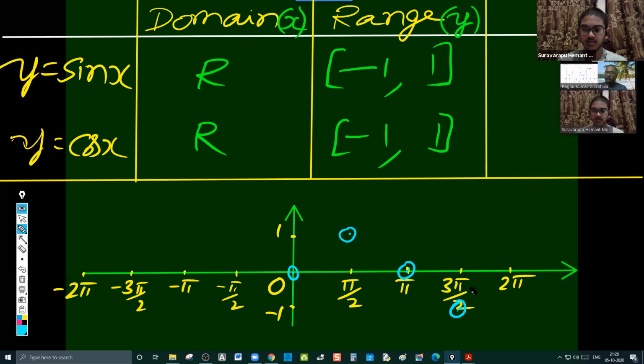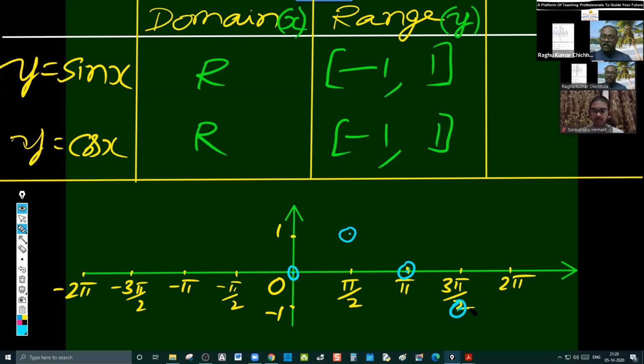180 plus 90. Third quadrant. In the third quadrant sine is negative. For 180 it won't change. You'll get minus sine 90. Minus sine 90 is minus 1. Similarly, for any integral multiple of pi, the sine value is 0. Sine 2 pi is 0. Okay, so that is the reason why.